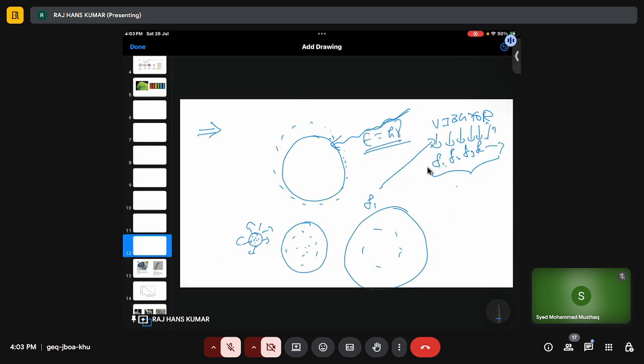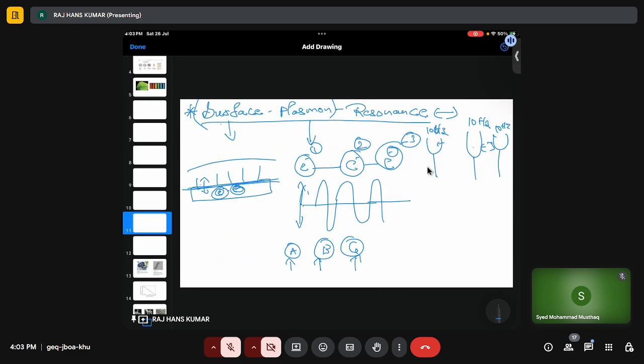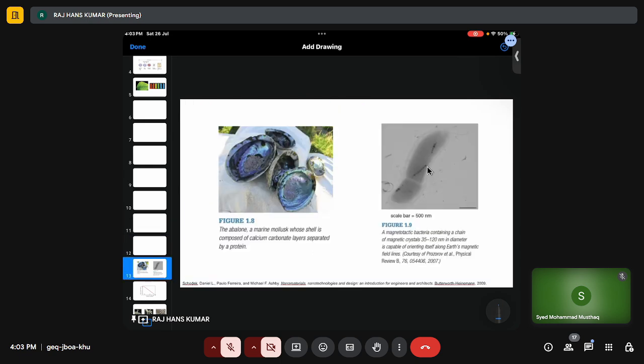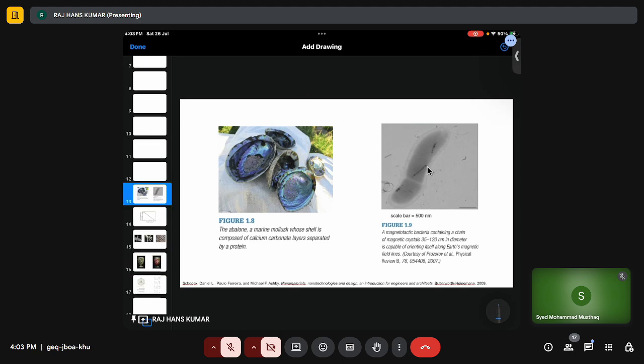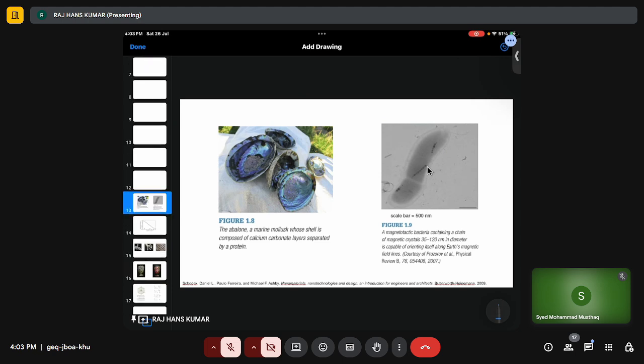So that is called surface plasmon resonance. I hope I am clear. If you still have any doubt, you can just ask, or you can just chat in the session, right?